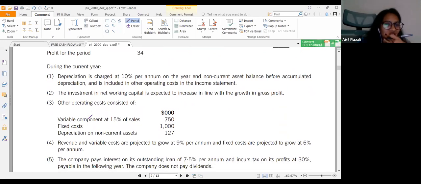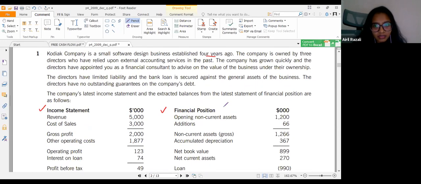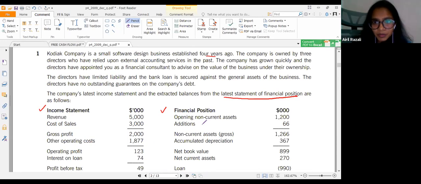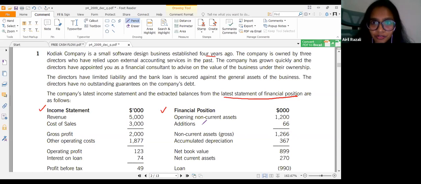During the current year, you must be careful that this is the most latest financial position. You are supposed to prepare a forecast. That means you have the current information and you will be preparing the future financial information for the company.